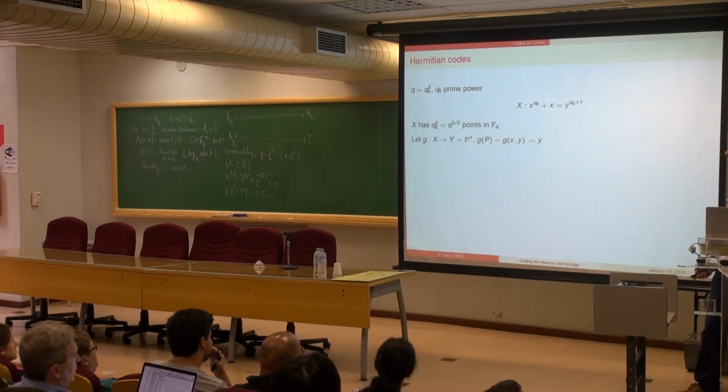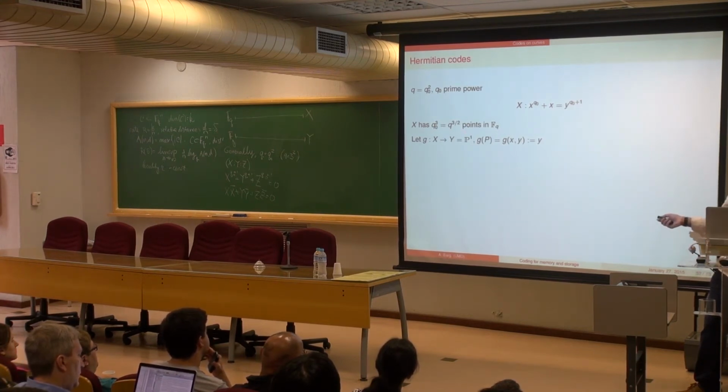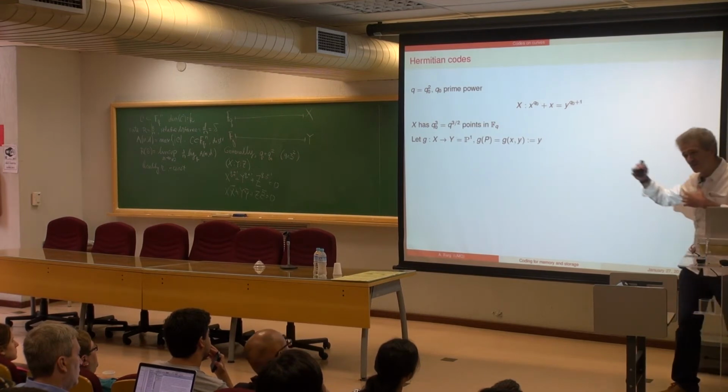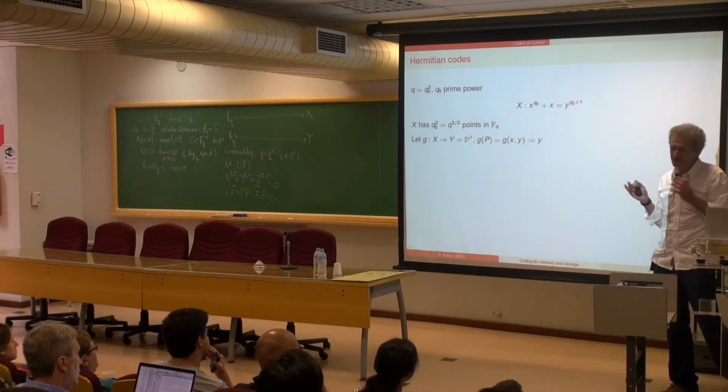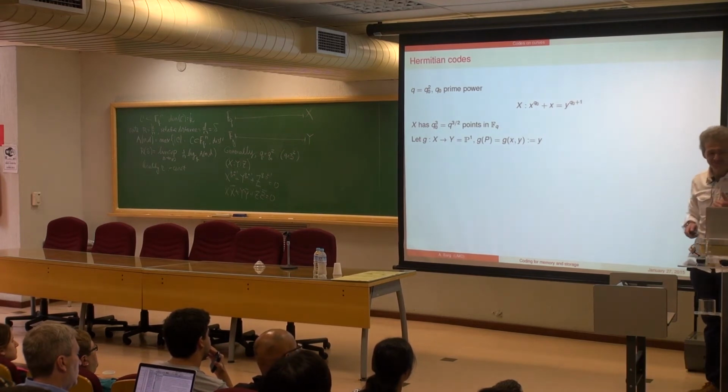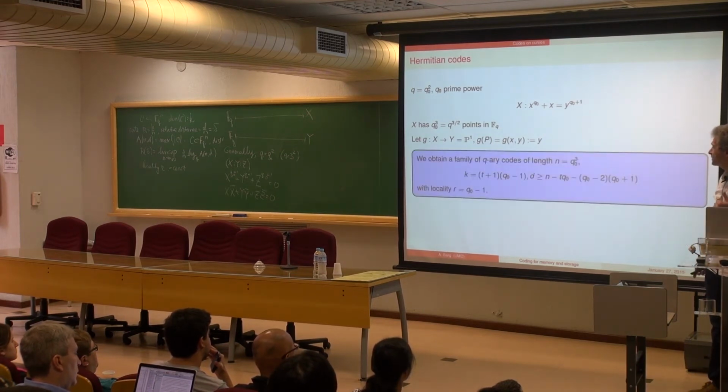Hermitian codes, let me run through this generality. This is what we have on the board. So the length of the code is now q to the power 1.5. Previously it was q, now it's q to the 1.5. So we get a square root of q times the length. And there are other examples of curves, and then we get longer codes. So we obtain a family of codes with these parameters.